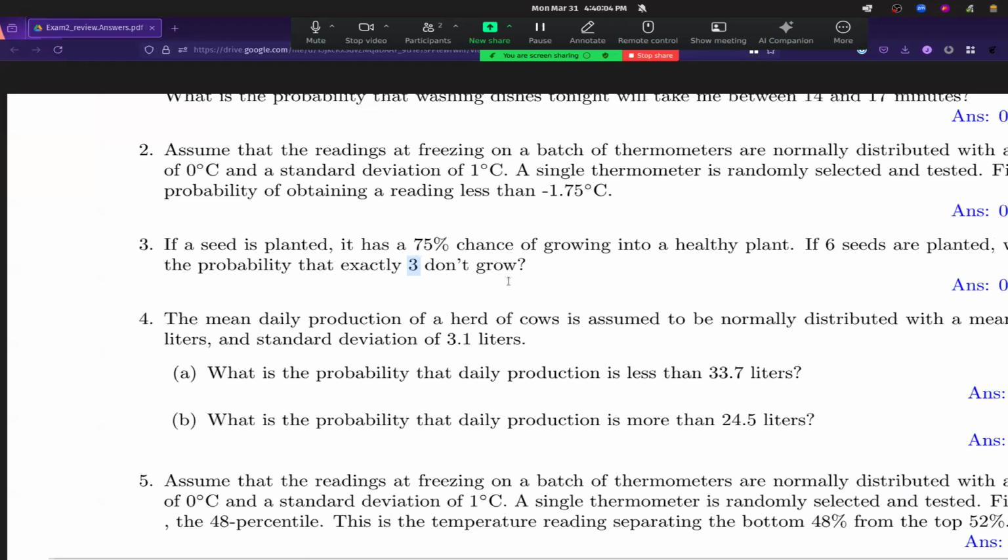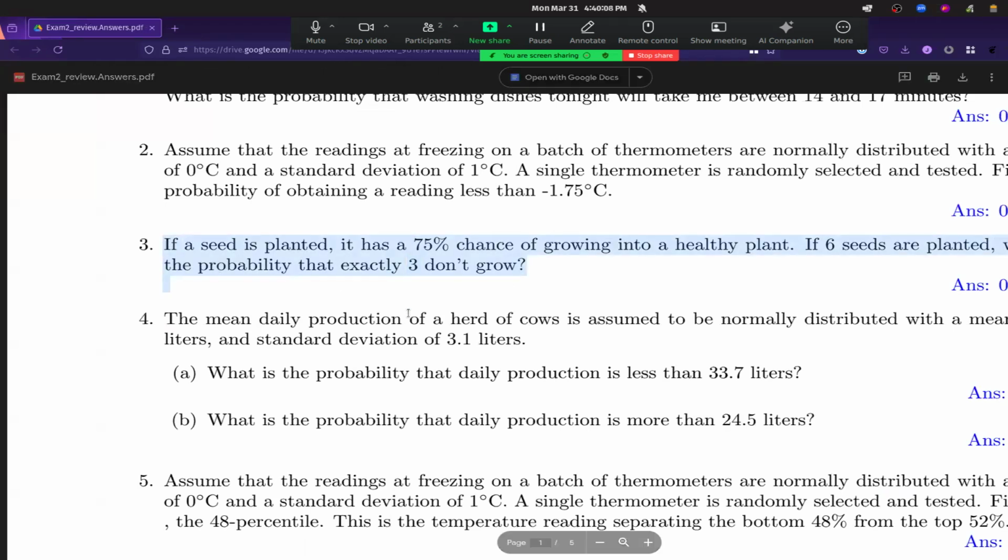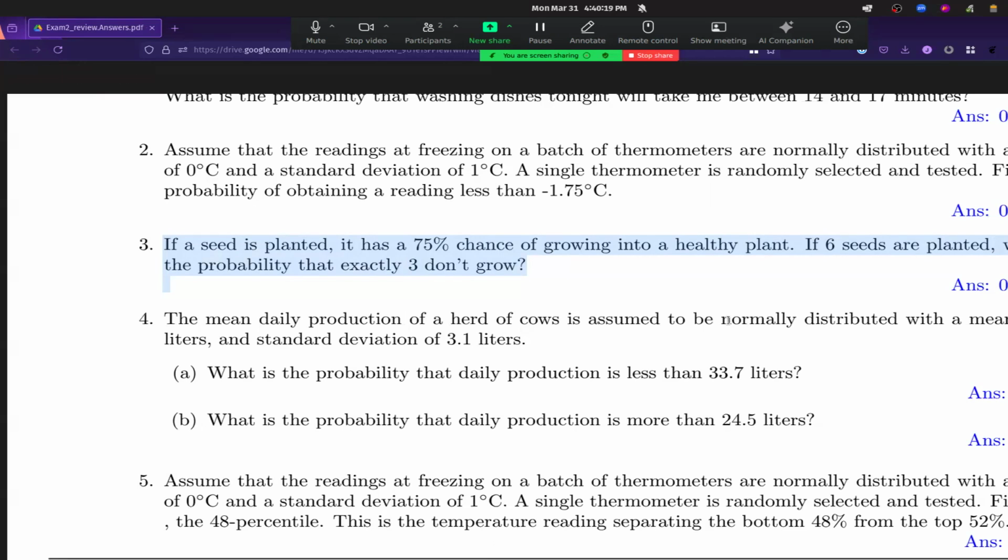So if you have a question like this where it's binomial, then use that formula. Or it might be asking for the mean, or it might be asking for the standard deviation, but those all have easy formulas with them. So, for that one with exactly 3 don't grow, yeah.